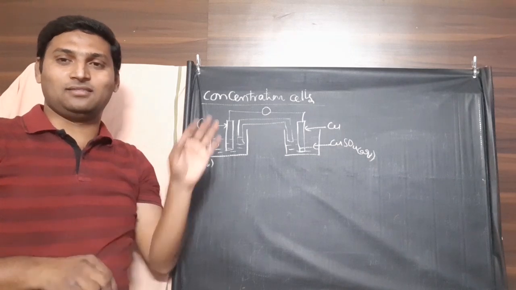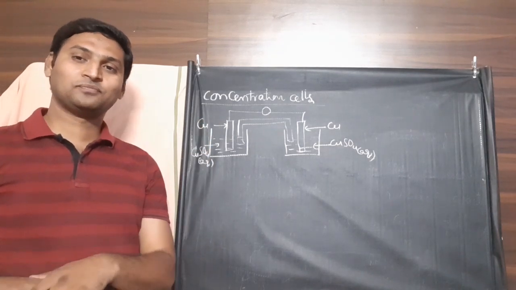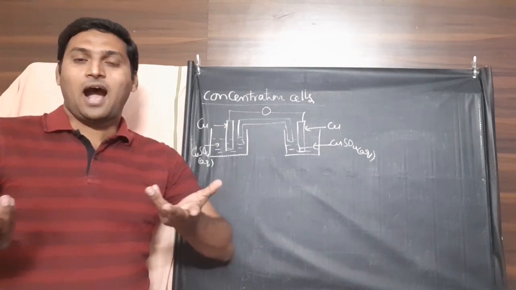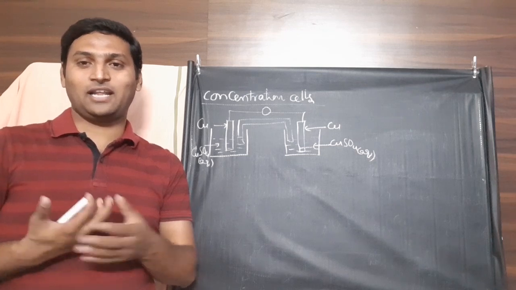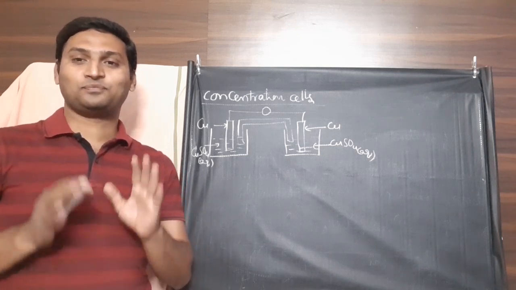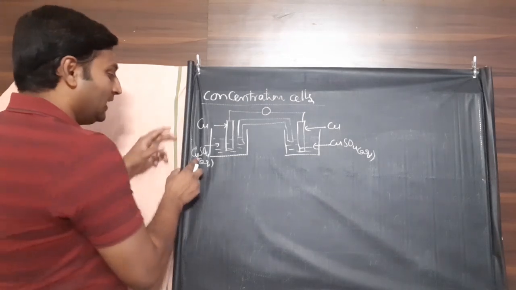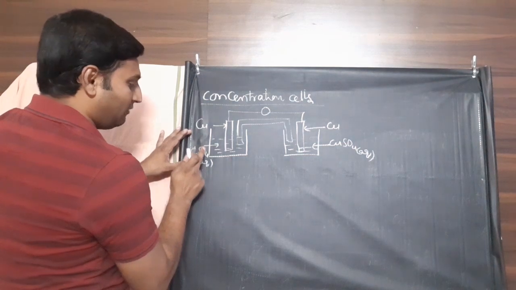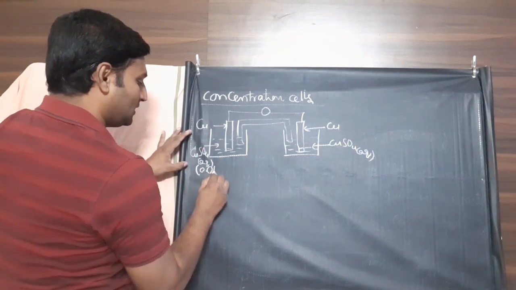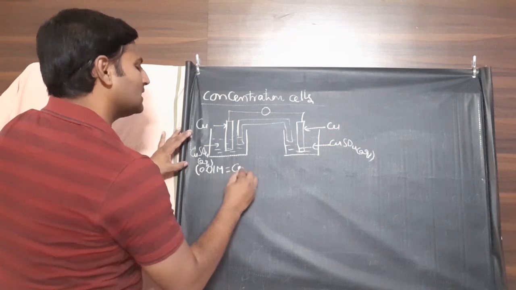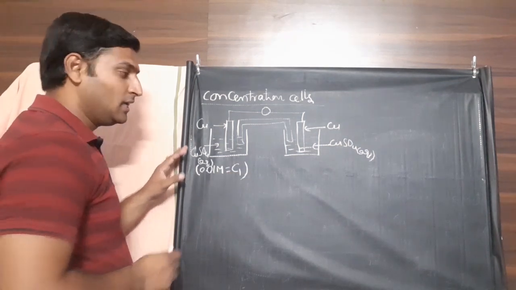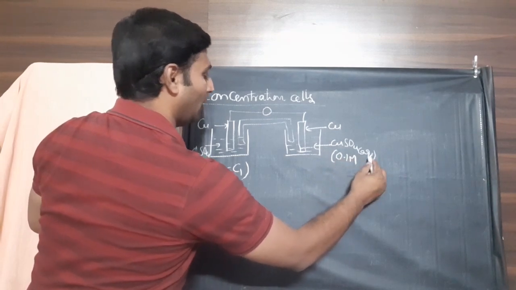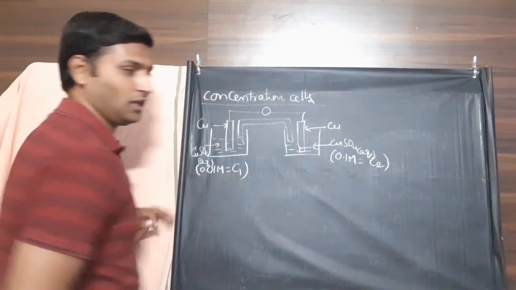Do you expect this cell to produce any voltage? If the same species is connected with each other, what kind of potential gradient are you generating? Why would the potential be generated? The answer is the concentration of the solution in the left vessel may be 0.01 molar. I'll just call it C1 for the time being. The concentration of the right vessel may be 0.1 molar. I'll call it C2 for the time being.